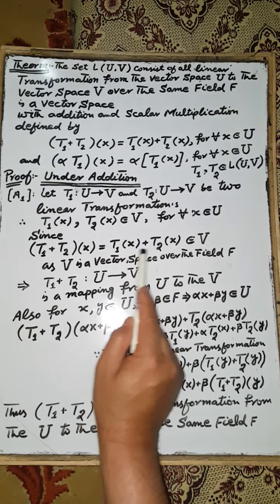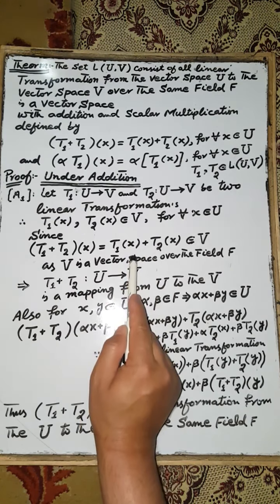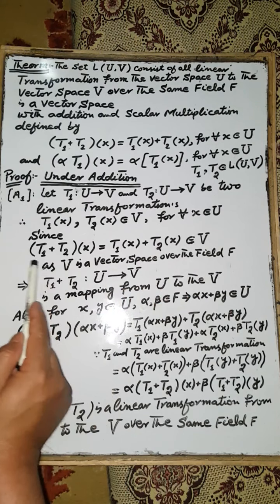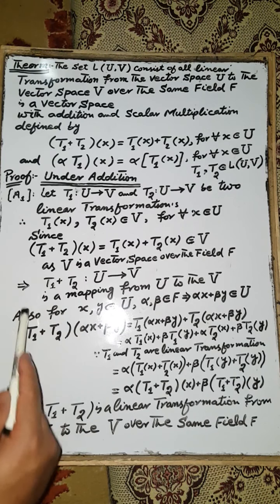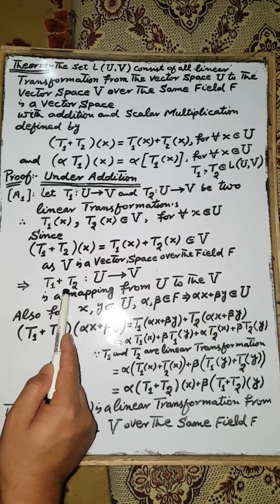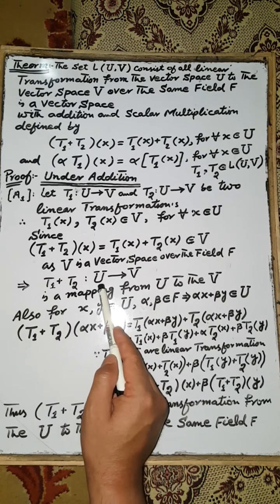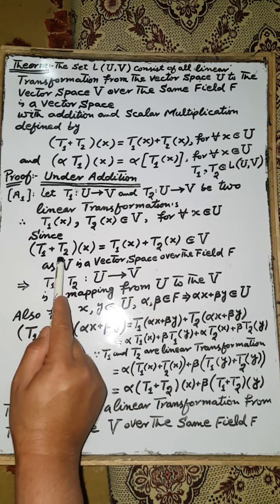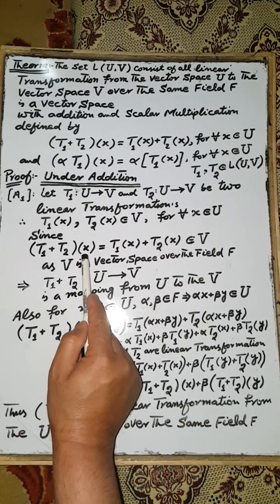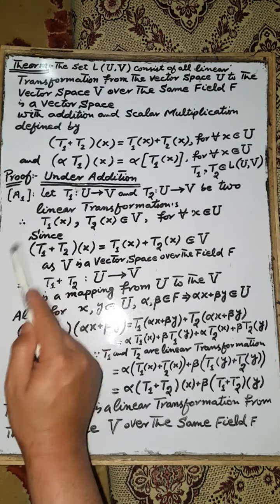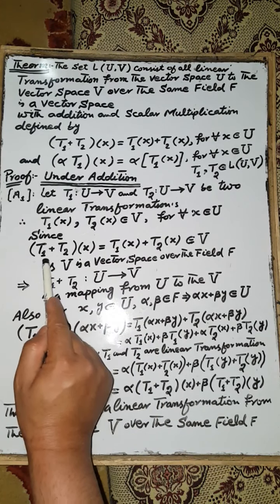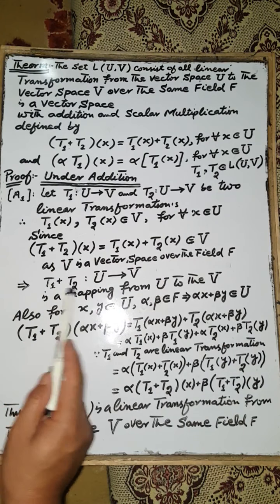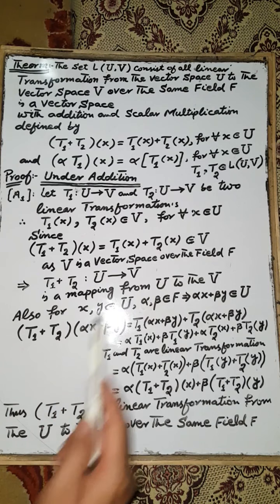Therefore, the addition of the elements of the vector space V over the field F is again an element of the vector space V, and this is equal to (T1 + T2)x. Therefore, T1 + T2 is a function from the vector space U to the vector space V. When we apply T1 + T2 on the element x of the vector space U, the result is again an element of the vector space V. Therefore, T1 + T2 is a function from U to V.